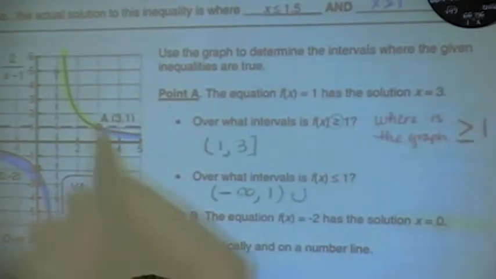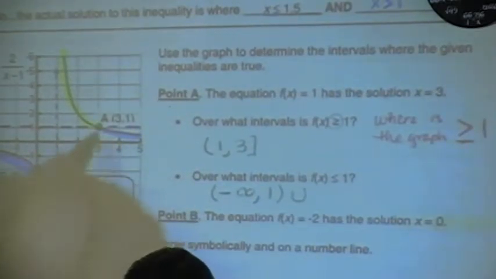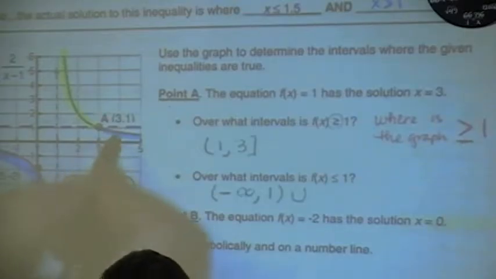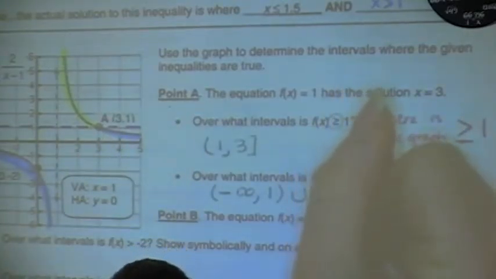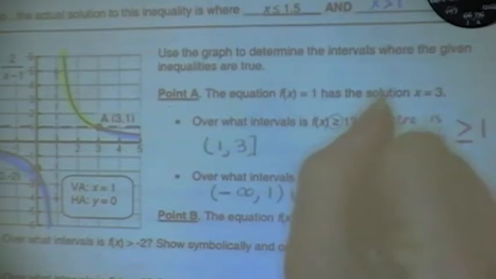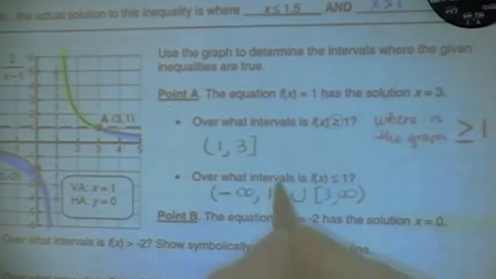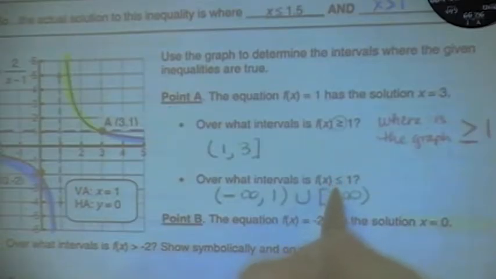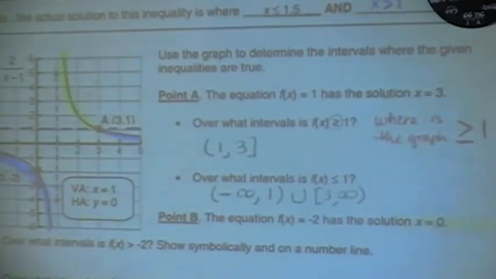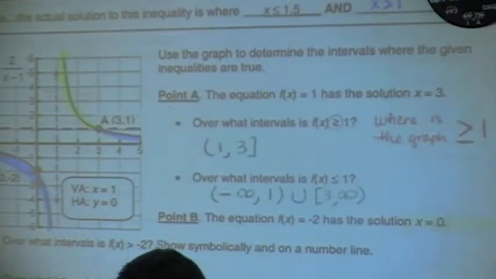In union with, starting right here at 3, do I get to include that? Yes, you do. Why? Because it has a line underneath it right here, less than or equal to 3. And it does equal 3 right there. That's a solid dot right there. So it equals 3. Everybody okay?